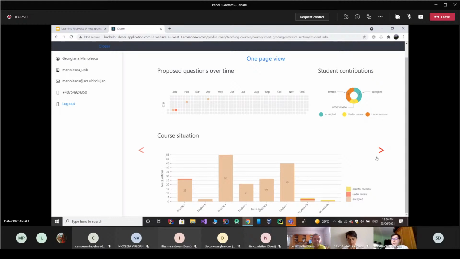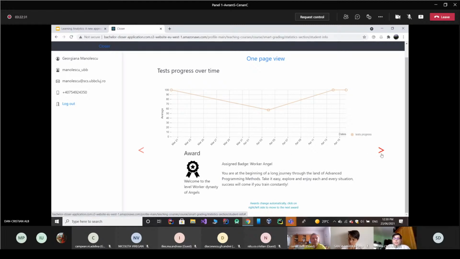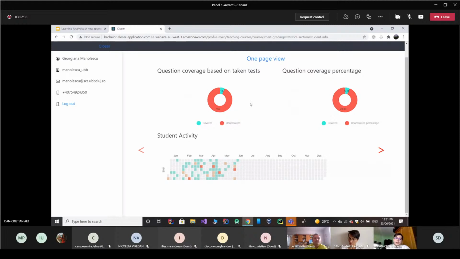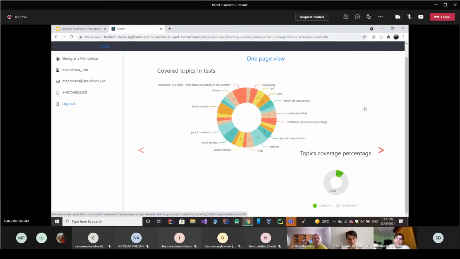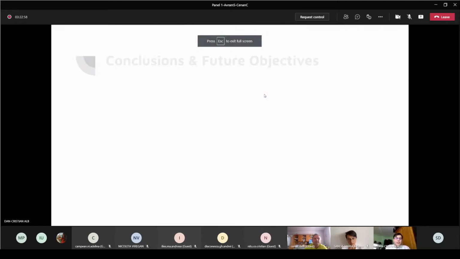question that's under review. Moving further, we have the test progress, which is pretty straightforward, is the progress that the student has made. And now, more importantly, how many questions the student has covered from the data collection, the student activity on the platform, and last but not least, as I've mentioned, we have some tags, and here we have the tags that the student has covered and their percentages. Okay, and one last slide and we are done.